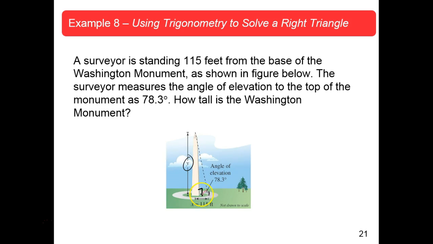We have the right angle here. We know this angle from horizontal to the top is 78.3 degrees, and we know the distance from the base to that point is 115 feet. So how could we determine the height? Here's the angle you know. Here's the side you know. Here's the side you're looking for. What trig relationship deals with this angle and that side and that side?